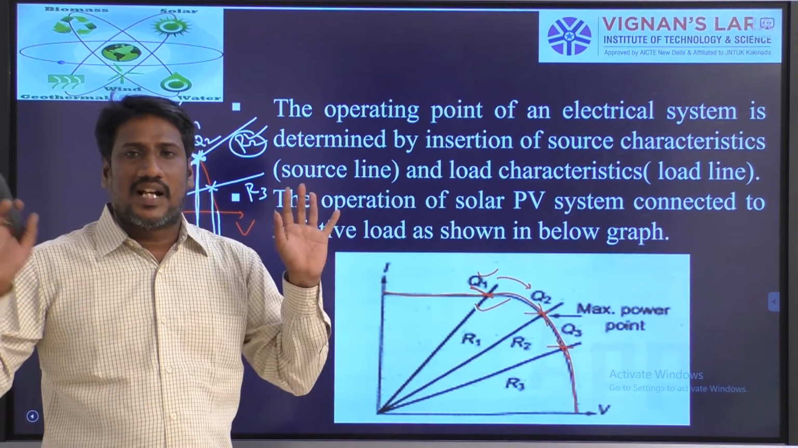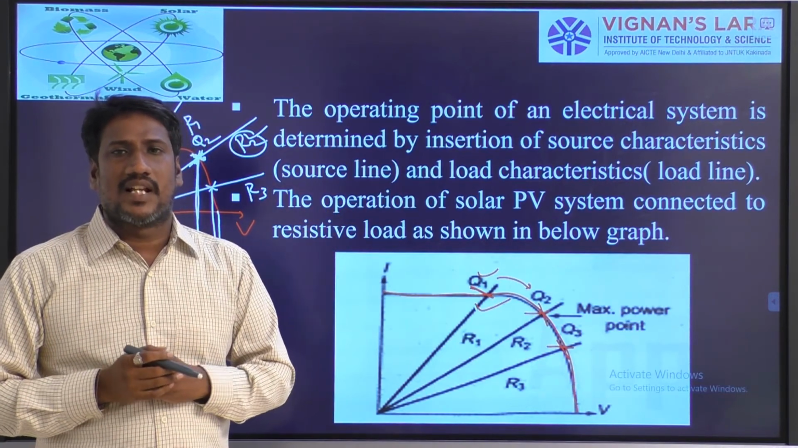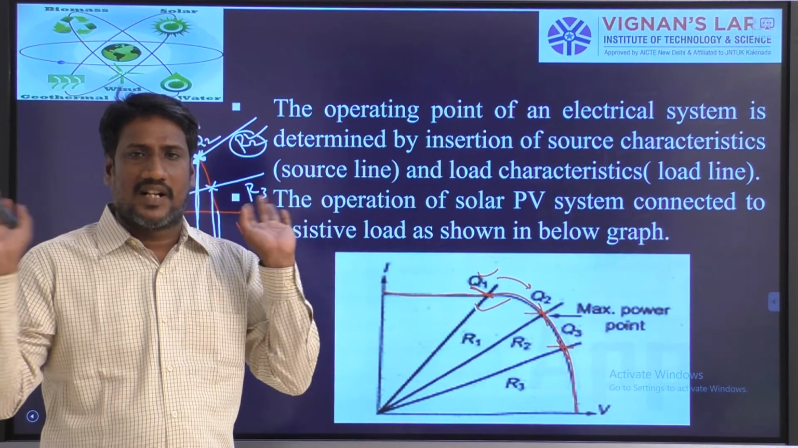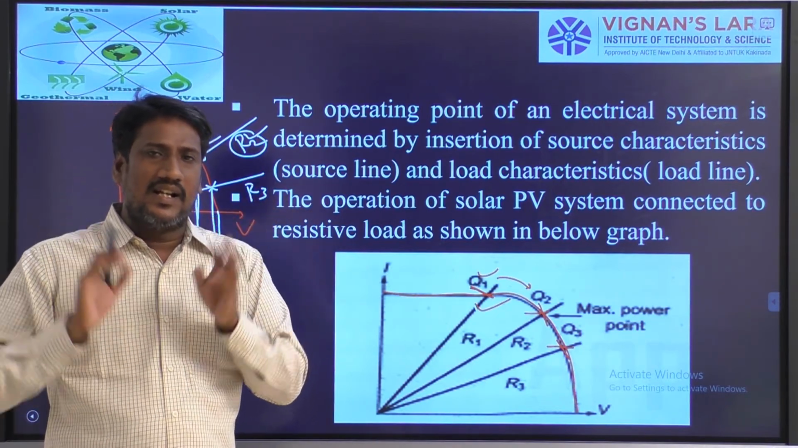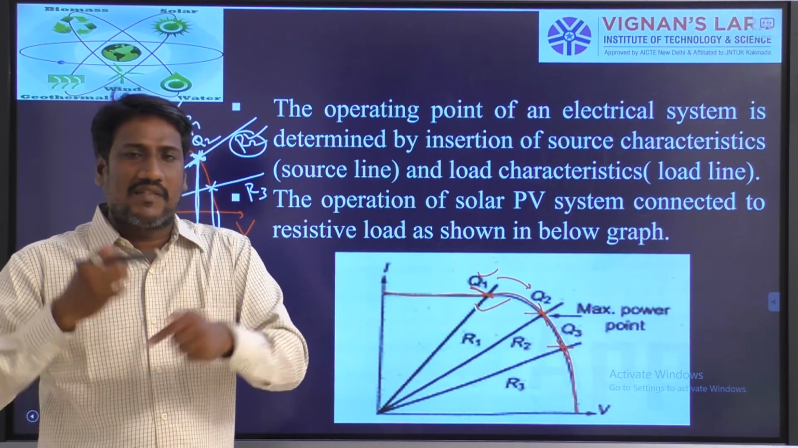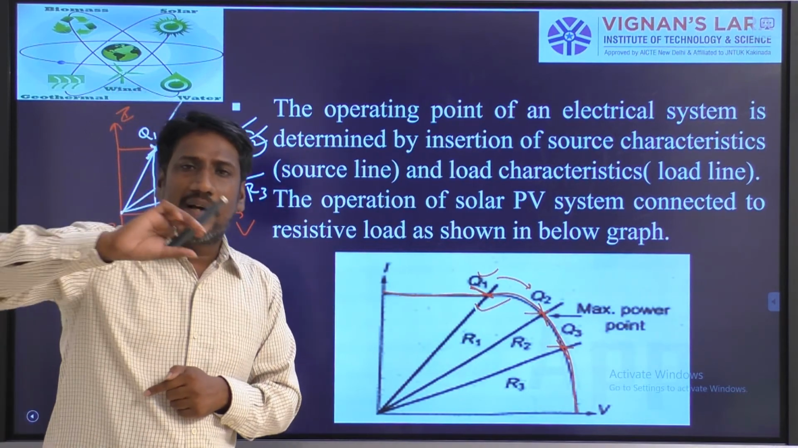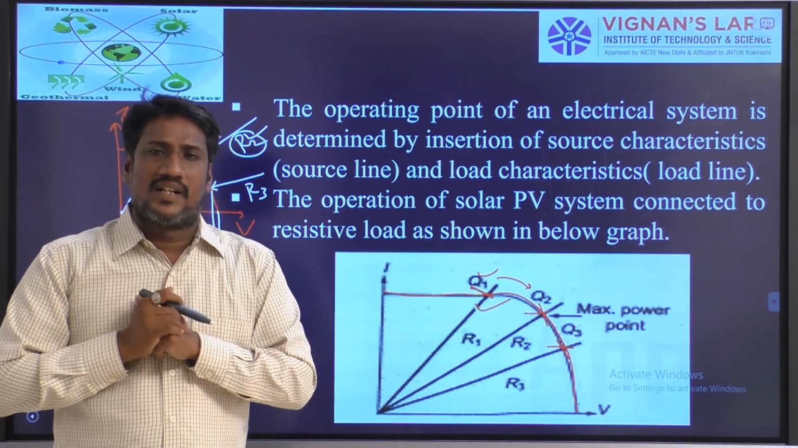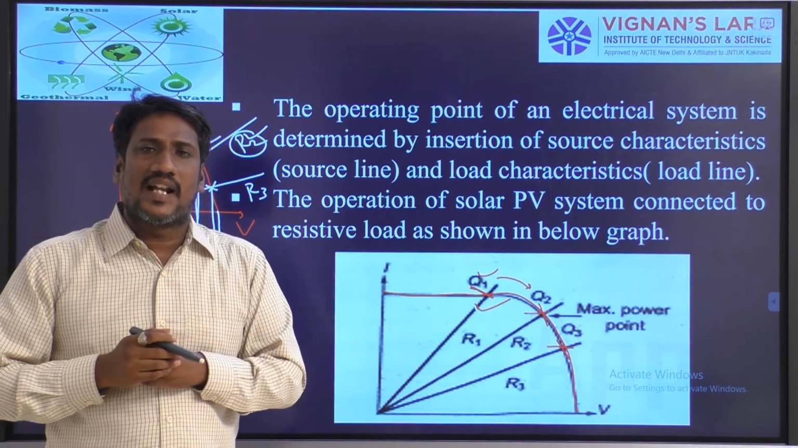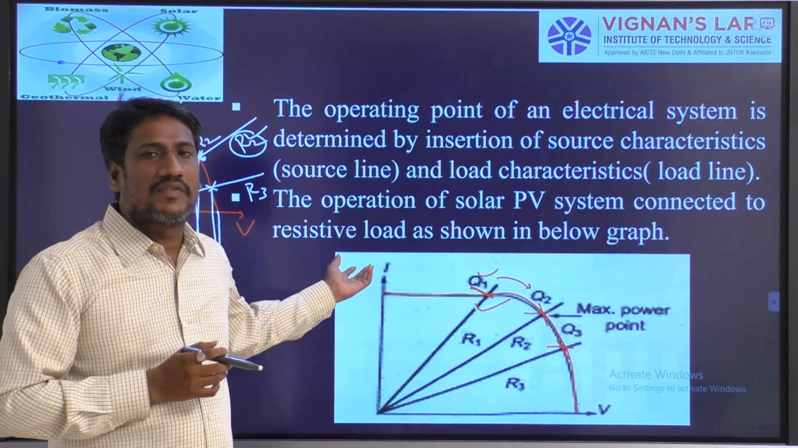So in PV cells, load matching is a very important topic. Load matching is attained by changing some of the electrical characteristics of the load. The operating point is slowly moved to the maximum power point, such that the load can always utilize the maximum amount of power.